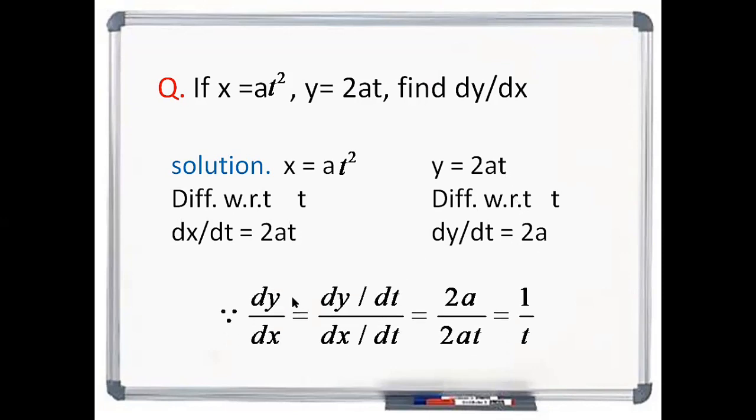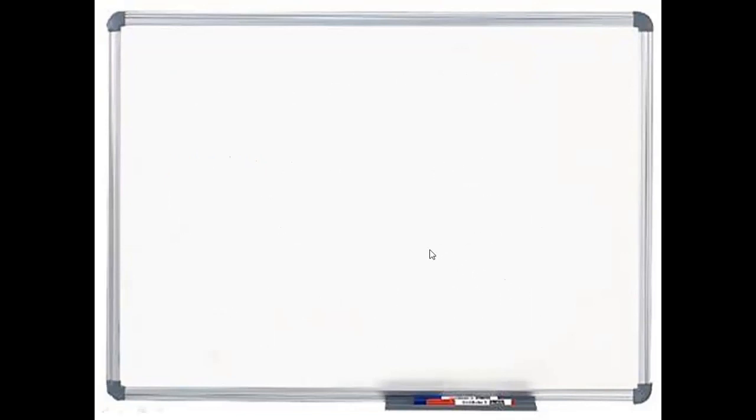So now dy over dx equals dy over dt over dx over dt. We replace the value of dy over dt. This is 2a. And we replace the value of dx over dt. This is 2at. Now this 2a cancels with this 2a. We have only 1 upon t.